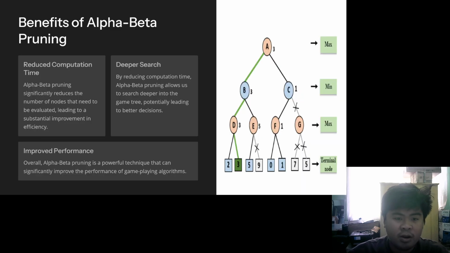Then, the benefits of alpha beta pruning. First, it reduces computation time. Alpha beta pruning significantly reduces the number of nodes that need to be evaluated, leading to a substantial improvement in efficiency. And also, deeper search. By reducing computation time, alpha beta pruning allows us to search deeper into the game tree, potentially leading to better decisions. And last, improved performance. Overall, alpha beta pruning is a powerful technique that can significantly improve the performance of game playing algorithms.